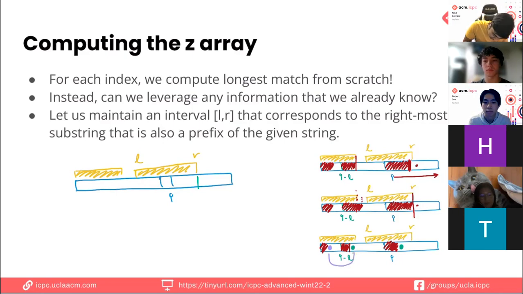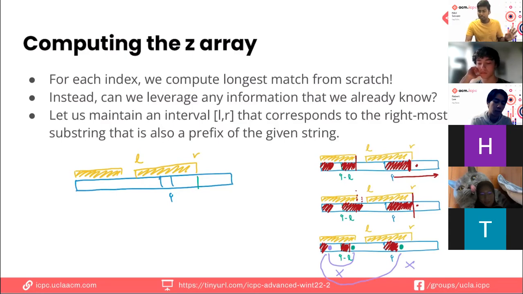So these two are not the same, which means this and this are also not the same because these two green dots are the same. So you cannot possibly do any better. You've already figured out the longest string starting at this point that matches a prefix. So in this case, you're done early. You can just set zi equals zi minus L and call it quits. You're done.